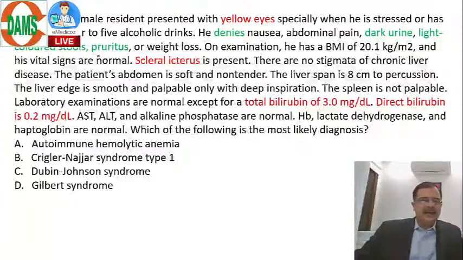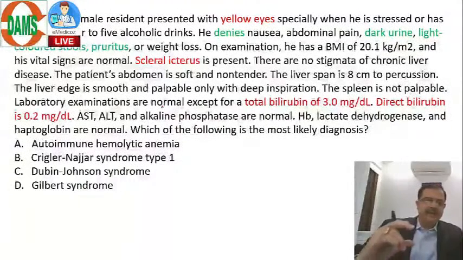And in the investigation, what are the other findings? Other findings are normal. Abdomen is soft, non-tender, liver span is 8 cm to percussion, edge is smooth, liver is palpable only with deep inspiration. These are all normal findings. So we are not interested in those normal findings.